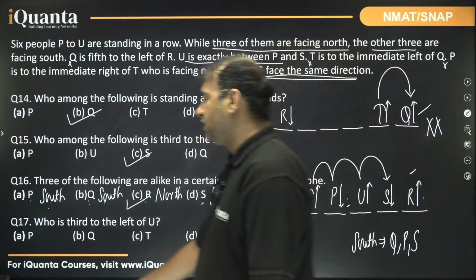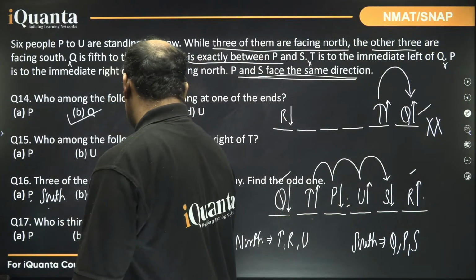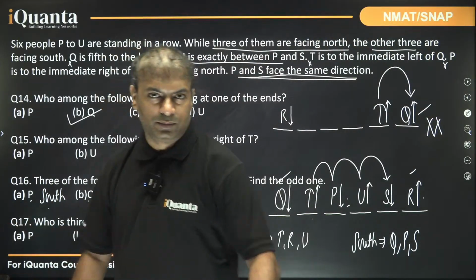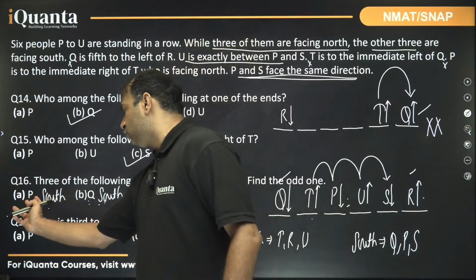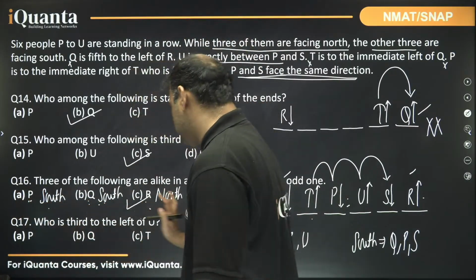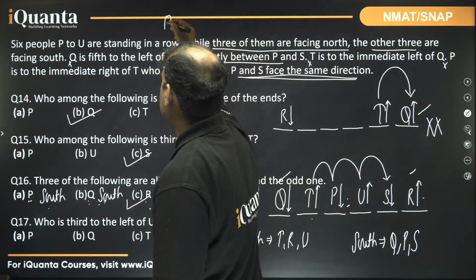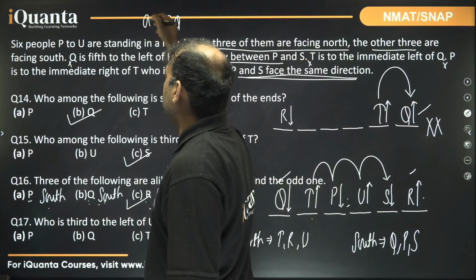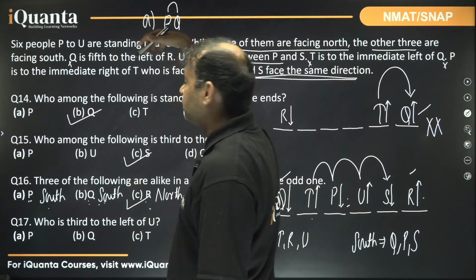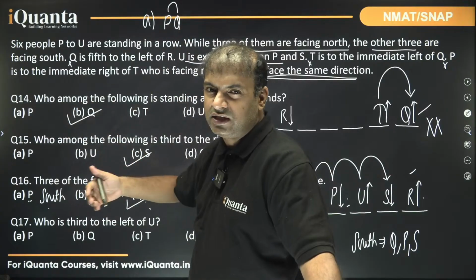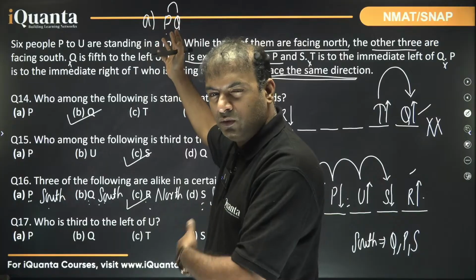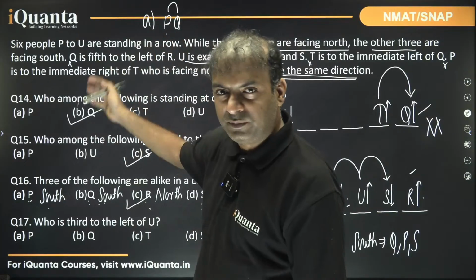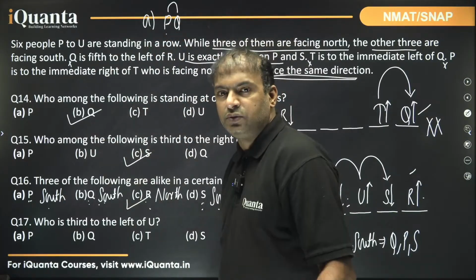But if they are giving 2 people in every option, then the option will be about the relation of 2 people among each other. For example, if in any option they write PQ, then you have to check the relation between P and Q. That means P is how many places right or left of Q, or Q is how many places left or right of P. That will be the logic to solve these kinds of questions.